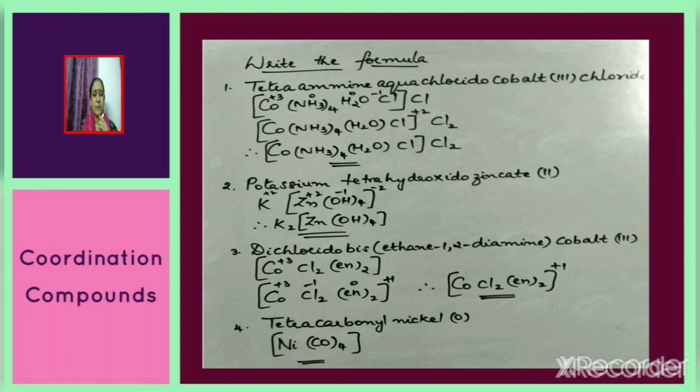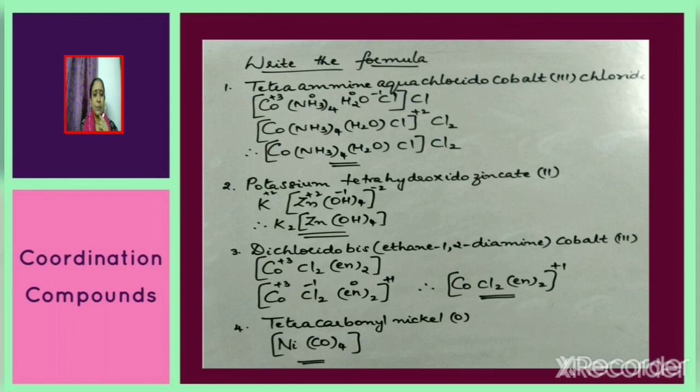Here potassium is present as the counter ion. 4 OH groups are present. Zincate shows that the complex ion present is an anion. The oxidation number of zinc is +2. So we get the formula as K2[Zn(OH)4].